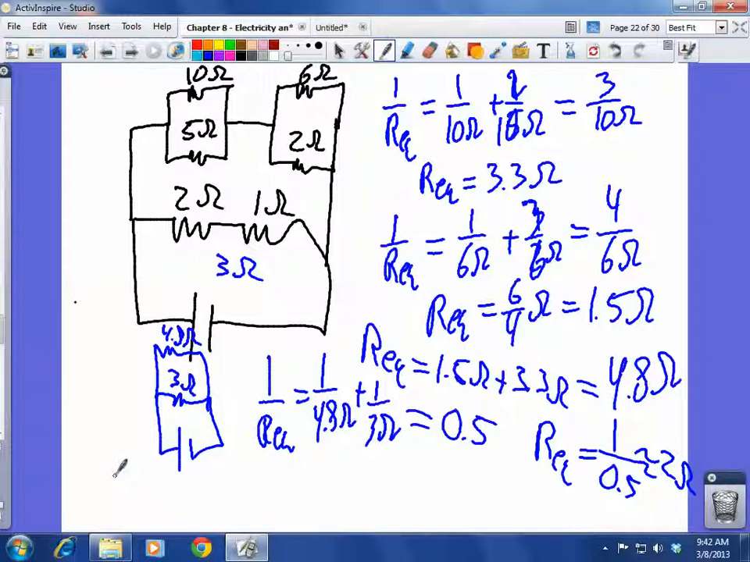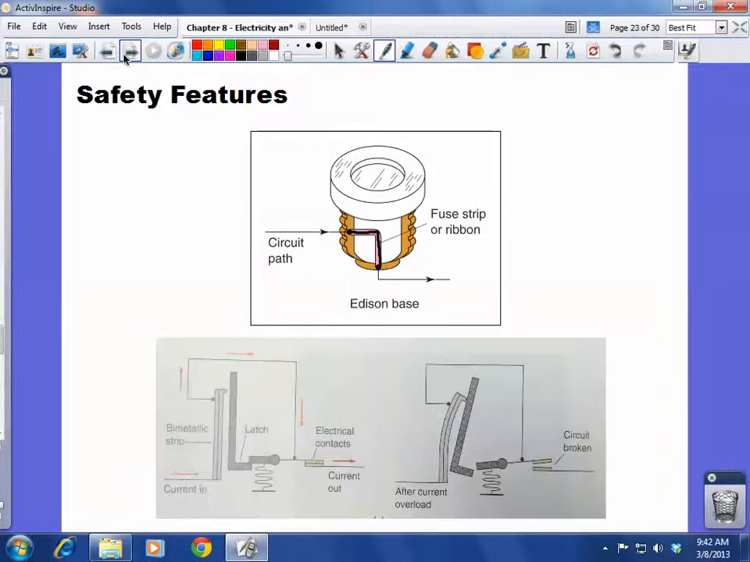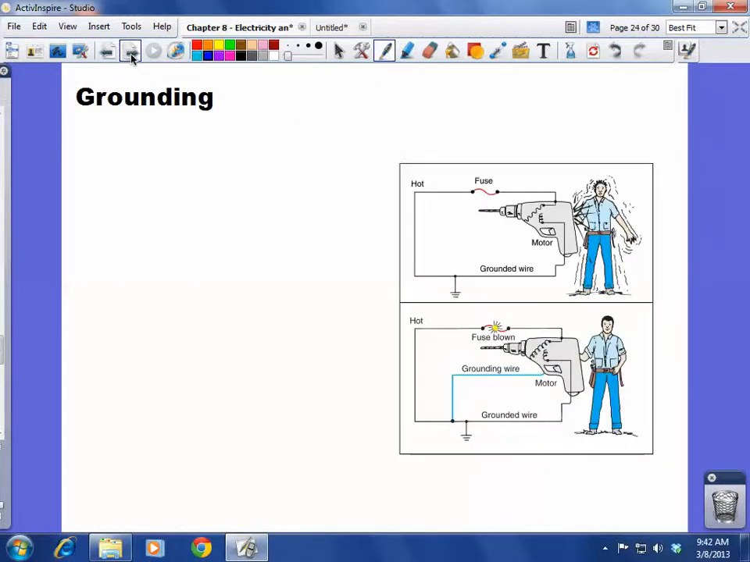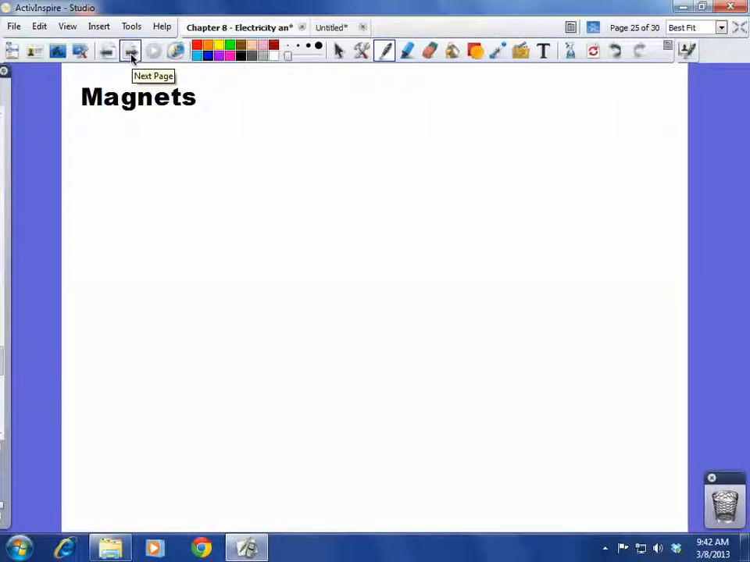Now, with our last couple minutes, we need to talk about a few more concepts. And then I promise we'll be done. We can skip safety features. We don't care about safety.